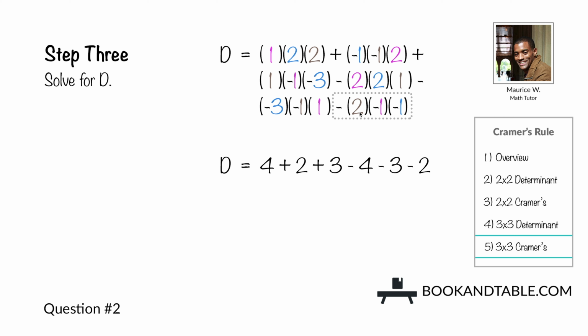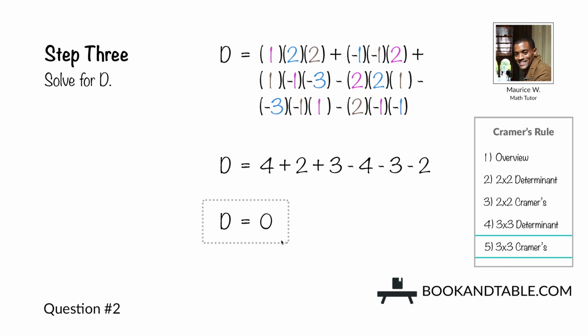-1 times 2 is -2. -2 times -1 is +2. And +2 times -1 is -2. So we see D is equal to 4 plus 2, which is 6, plus 3, which is 9, minus 4 would be 5, minus 3 would give us 2, and 2 minus 2 would show us D is equal to 0.